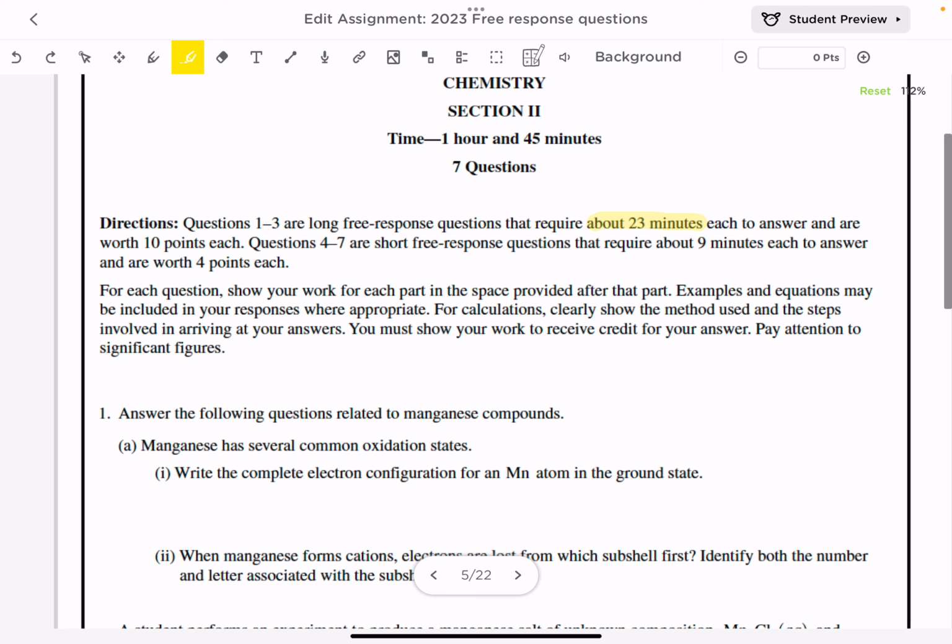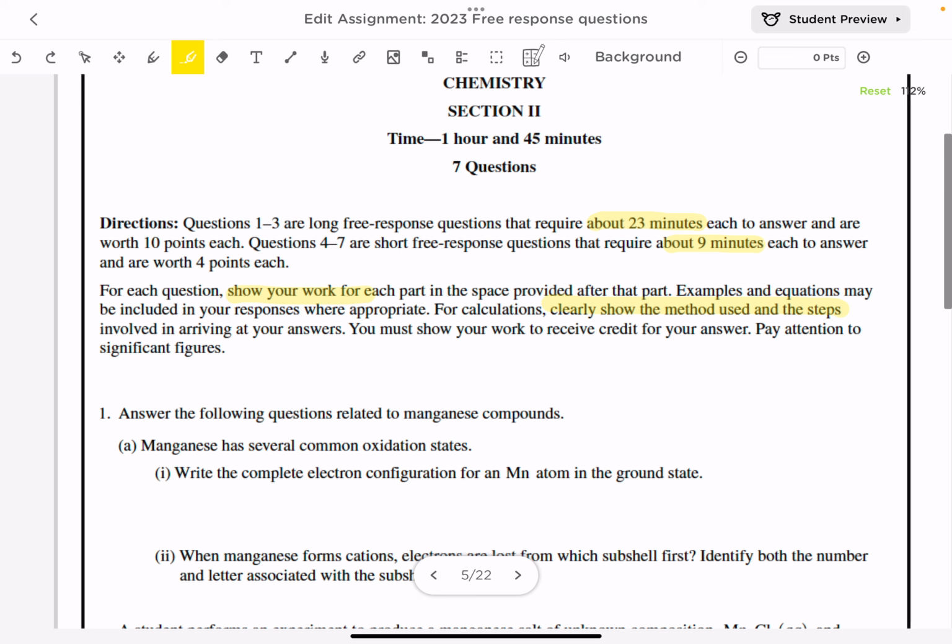And the rest of the questions from 4 to 7 are short questions that you need to spend maximum 9 minutes on for every question. It's very crucial in the AP Chemistry exam that you show your work. If you write just an answer without showing your work or the steps of how you reached it, no point will be rewarded. It's written clearly for each question: show your work for each part in the space provided after that part. And when you do calculations, you have to show the method used, you have to show the steps, so that you earn the full mark.